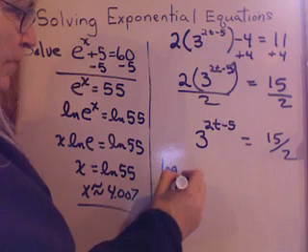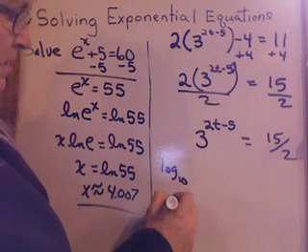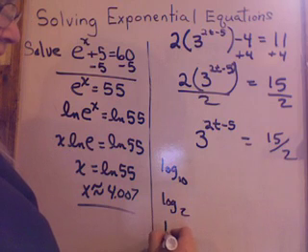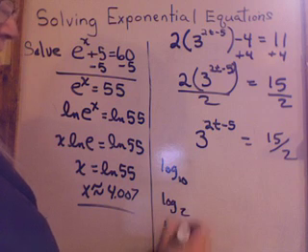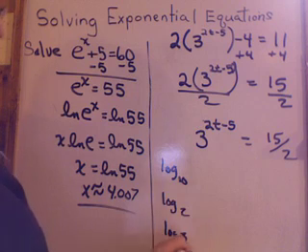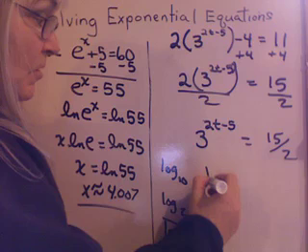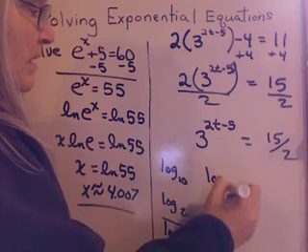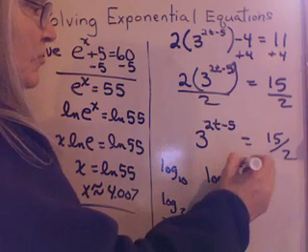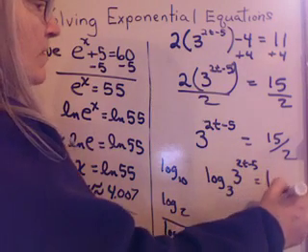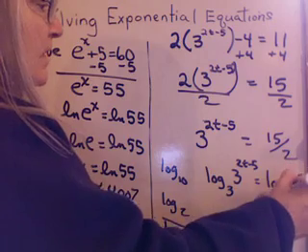I could use log base 10, log base 2. That's what we used in the last problem when we did this. How about log base 3? You know why I chose 3? That is the base. Okay, so log base 3 of 3 to the 2t minus 5 equals log base 3 of 15 halves.